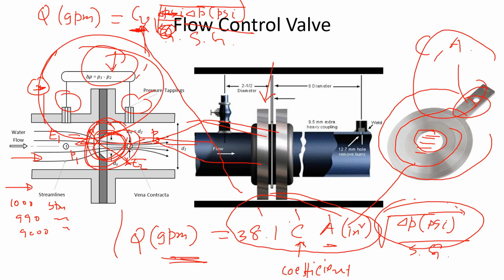So it is expressed in a little more detail for the orifice, but for the control valve it is expressed as this whole thing. So basically this whole 38.1 CA is this Cv. So that's the difference.